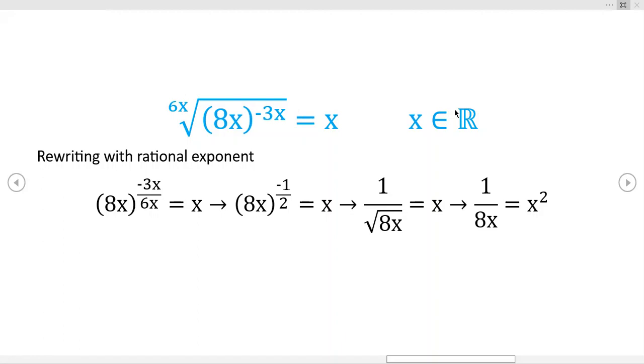Now, it's a lot more convenient here to rewrite this expression with a rational exponent. That's more operational. It's just easier to do computations. And you can see right here, that's exactly what I did. This part right here becomes the numerator of the rational exponent. This index right here, 6x, becomes the denominator.